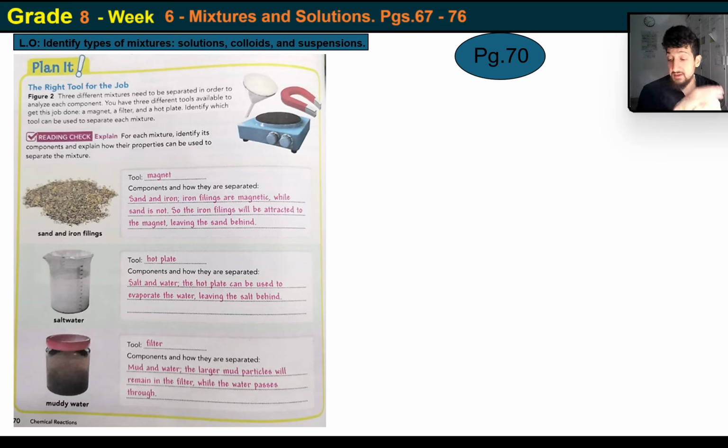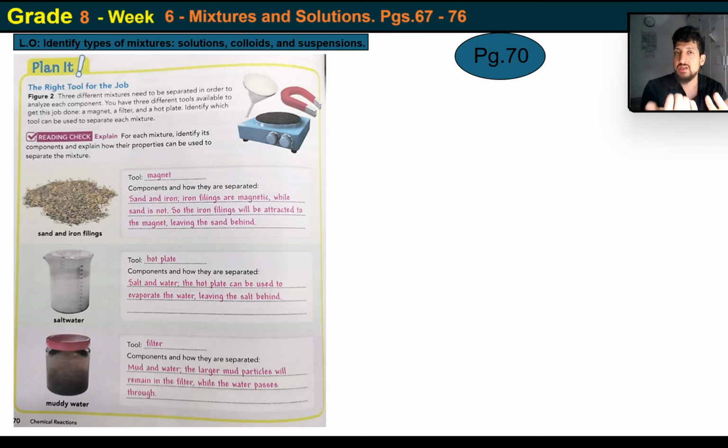Another way of separating mixtures is using a hot plate. So how do I do that? Well, if salt is dissolved in water, as in what I have over here, and I want to get the salt back, how do I get the salt back? I can heat it. The water will evaporate, and then the salt will crystallize or remain behind.